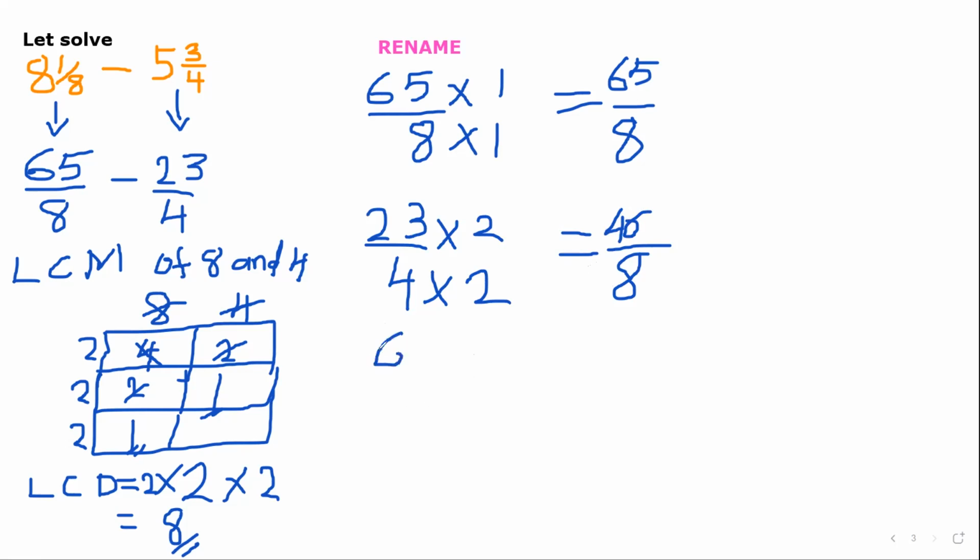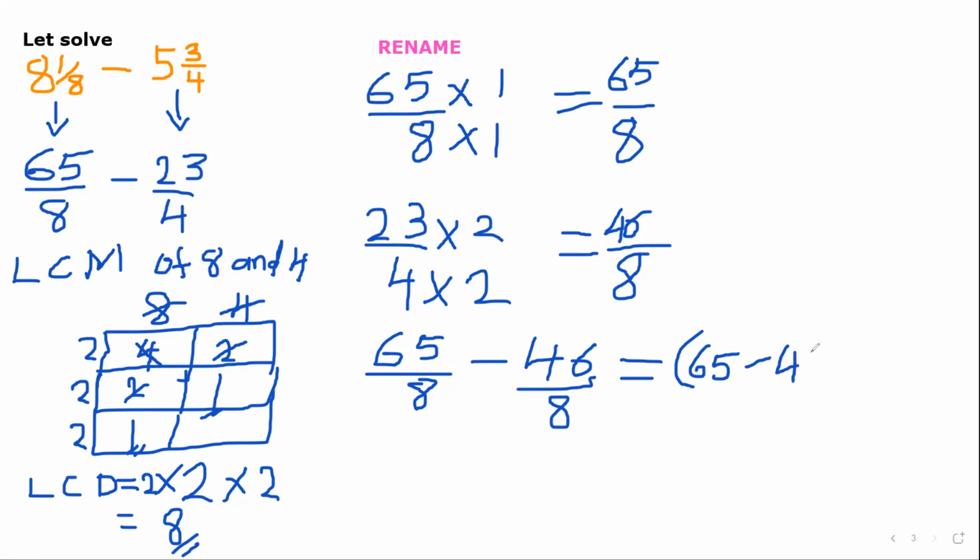Therefore, 65 over 8 minus 46 over 8. Since the denominators are the same, then you choose 1, okay? And then you subtract only the numerator. So 65 minus 46 all over 8. When you subtract this one, you get 19, okay? Get 19 over 8.